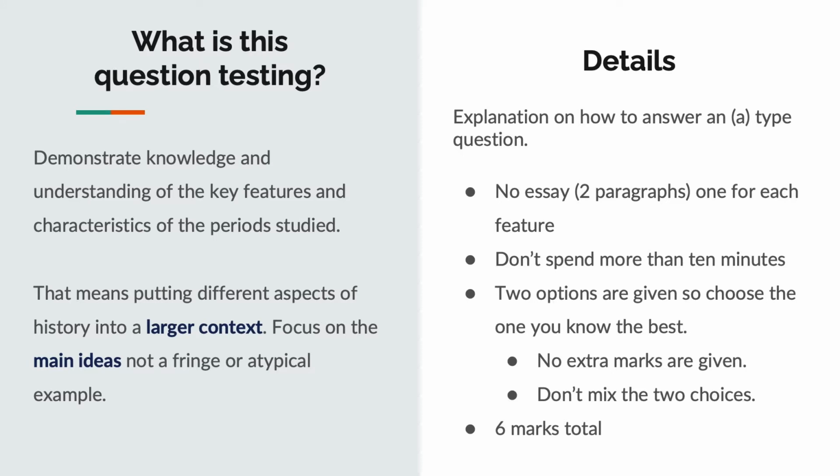Now, as I often say, what is this question testing? If you go directly by the marking scheme guide, it is to demonstrate knowledge and understanding of the key features and characteristics of the period studied. What I think that really means is that not only do you have to give the names, dates and details required, that's your knowledge, but you also have to put it into the larger context or the main ideas of the time.